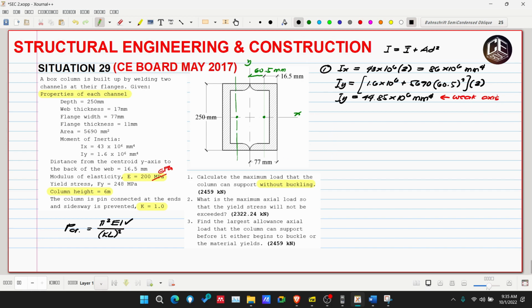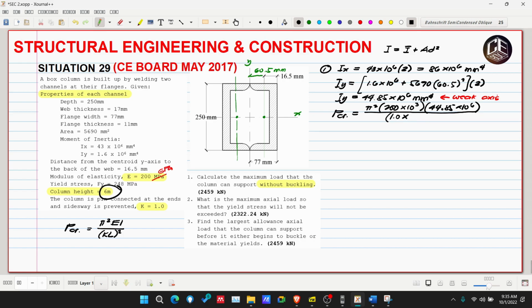So, meron na tayong I. Ayan, kompleto na. Okay, so, PCR is equivalent to pi squared multiplied by E, which is 200 gigapascal, no? Times 10 raised to 3 para maging megapascal. Then, multiplied by I, na 44.85 times 10 raised to 6 over K, na 1.0 multiplied by L.